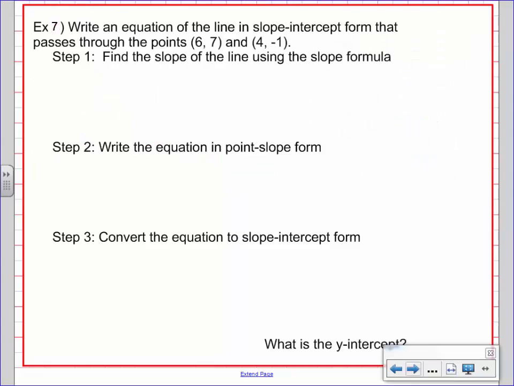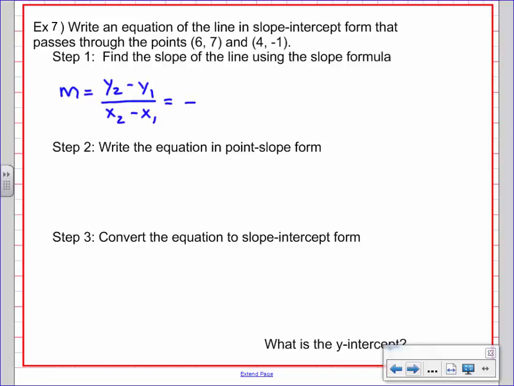So let's try one. Write an equation of the line in slope-intercept form that passes through the points (6, 7) and (4, -1). So to write the slope-intercept form, we're actually going to start in point-slope form. So we're going to start by finding the slope of the line. And that requires us to use the slope formula. So the slope formula said y2 minus y1 over x2 minus x1.